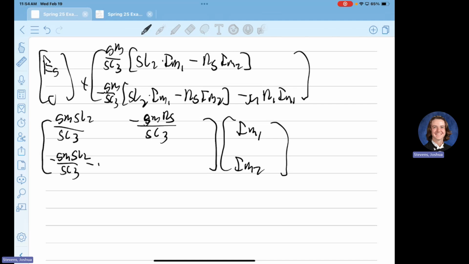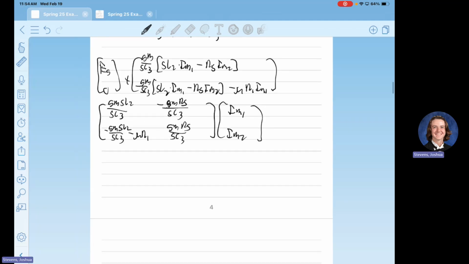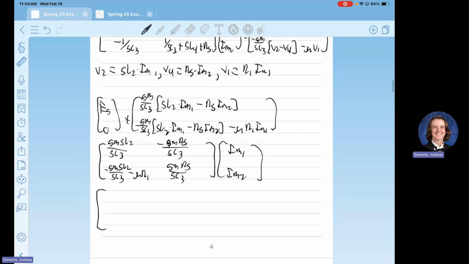And that is also being subtracted by an R1 times mu. And then the thing touching IM2 is a positive because it's a negative times a negative. GM R5 over SC3. Okay, why did I write 2 C's? SC3. Y'all agree? So now I just need to subtract this matrix over.